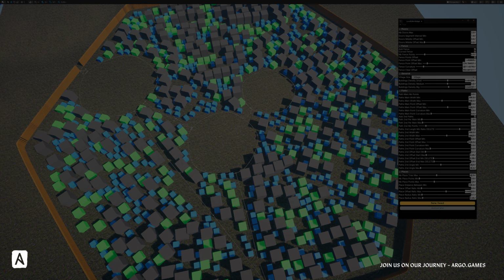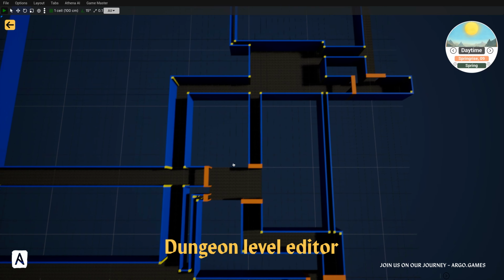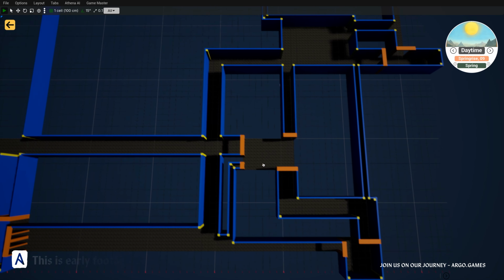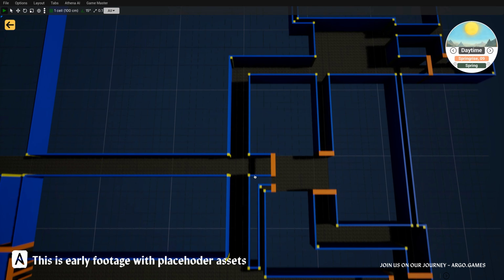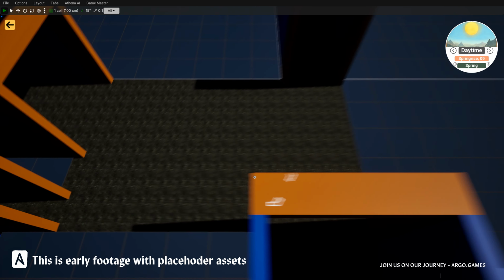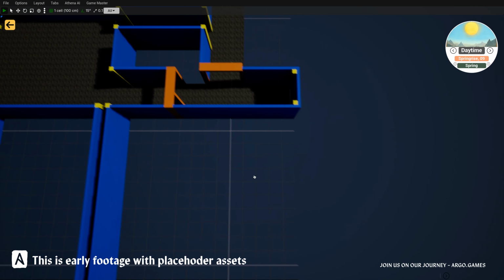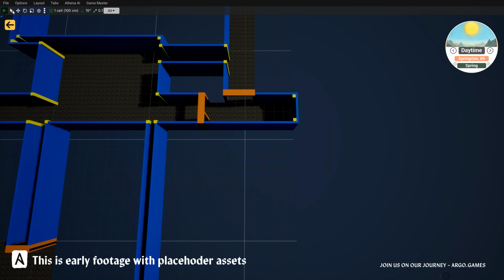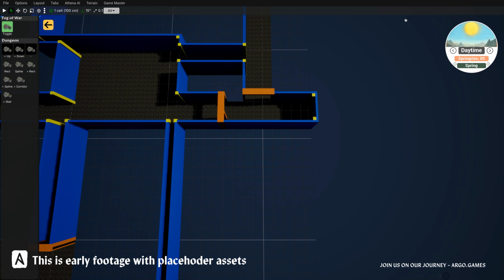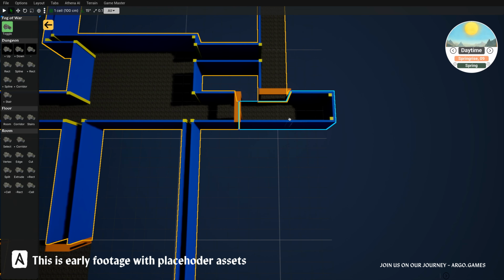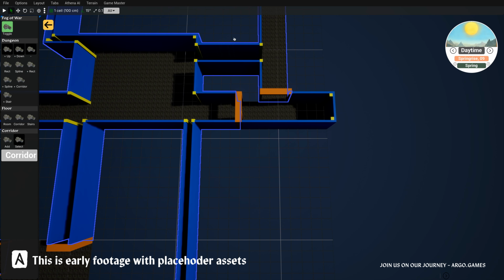Now I'm switching into the dungeon level editor. A dungeon level is made of rooms and corridors. The editor lets us see, select, and reshape those parts of the level directly. For game masters, this makes the dungeon easier to understand and edit. Instead of working with disconnected pieces, they can see how the whole level fits together and quickly adjust the flow of the space.